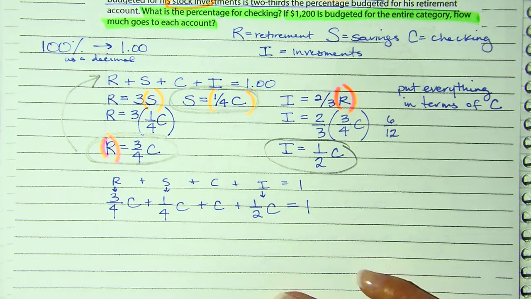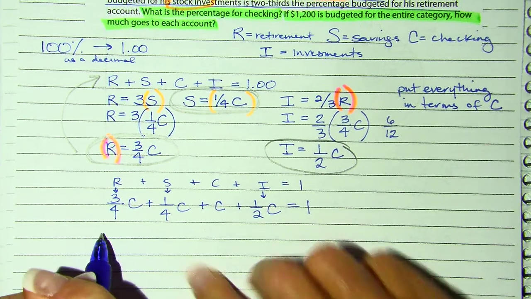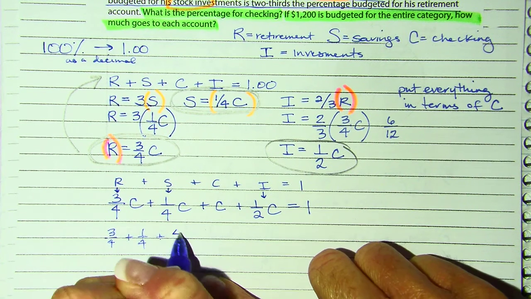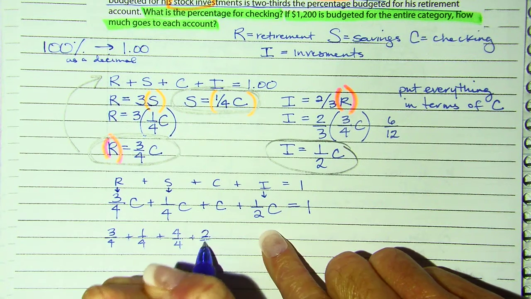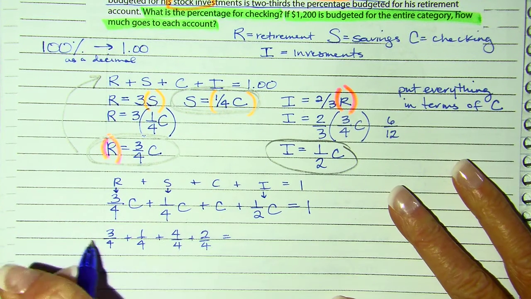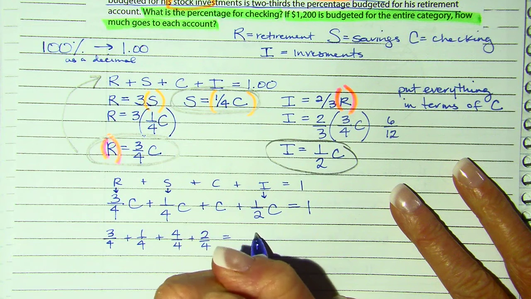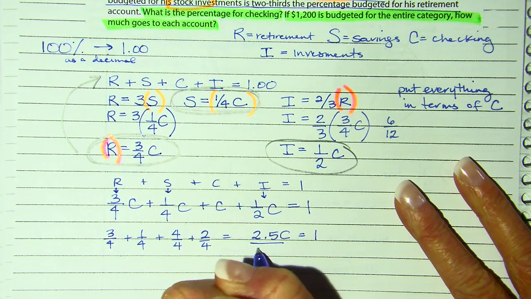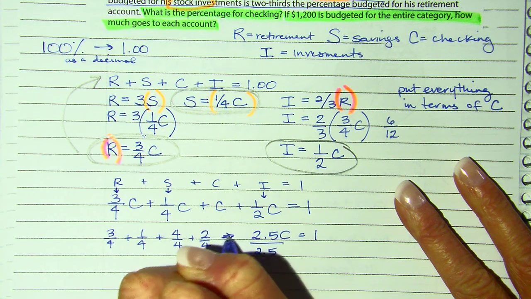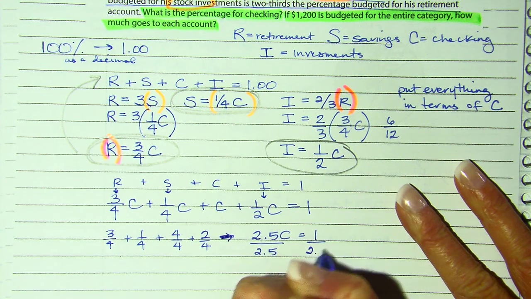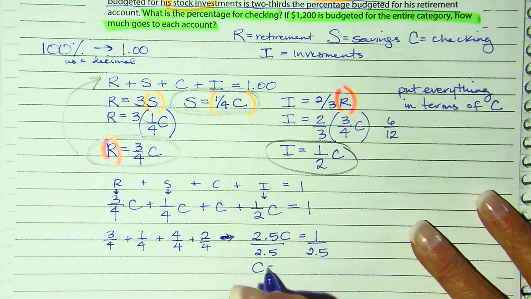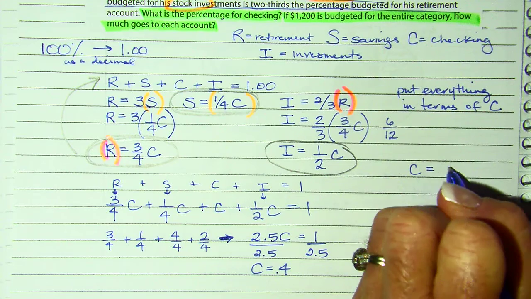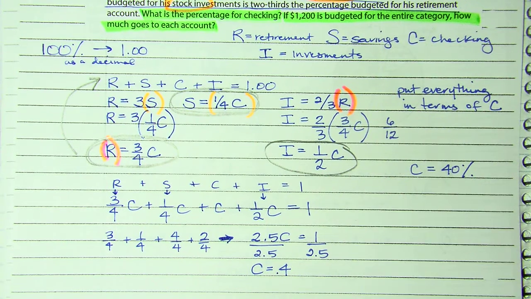Now, I'm going to combine these, right? Because this is 3/4 plus 1/4 plus 1/2, which would be 2/4. So that would give me 1, 2, 2.5. So I get 2.5C equals 1. Divide both sides by 2.5. And I get that C equals 0.4. So I know that C, if I convert that to a percent, is 40%.